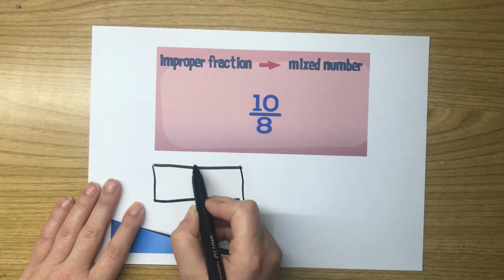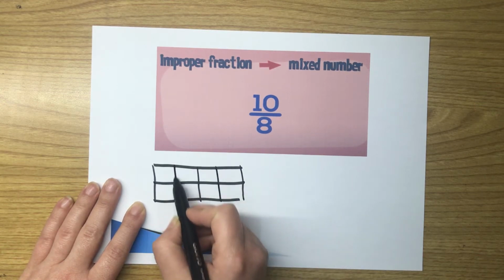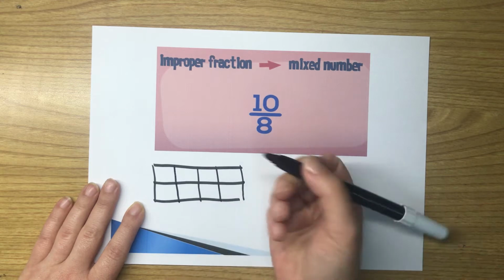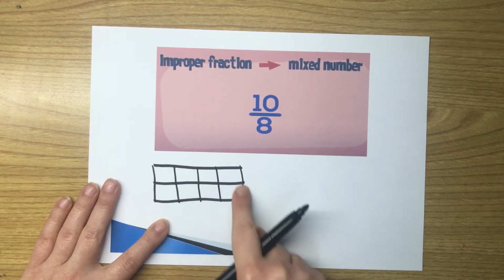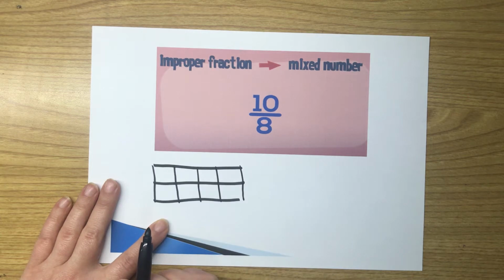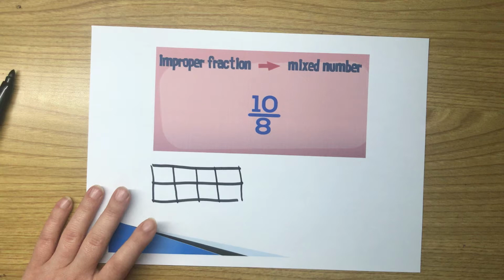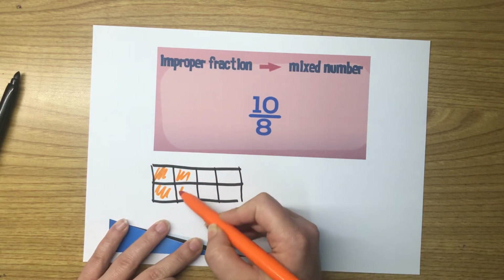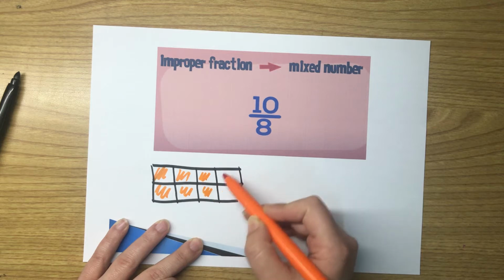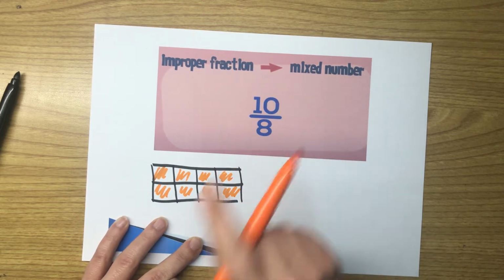Okay, I have a rectangle that has been divided into, sorry for my hand drawing, 1, 2, 3, 4, 5. So this one whole has been divided into 8 equal parts. If we want to shade them, here is 1, 2, 3, 4, 5, 6, 7, 8 eighths. Okay, but we need 10 eighths.